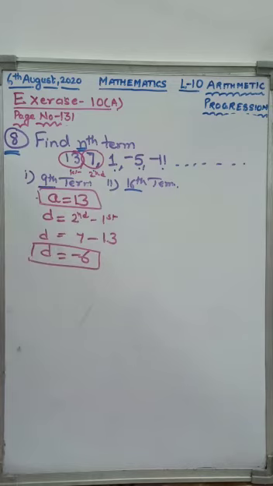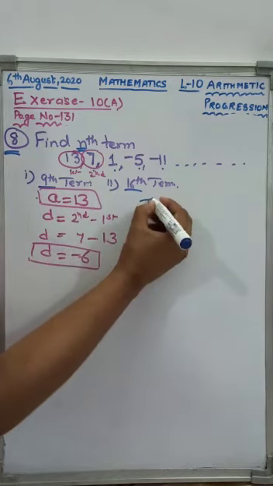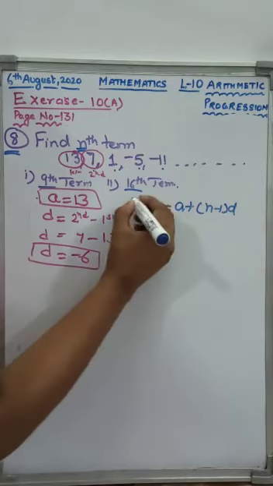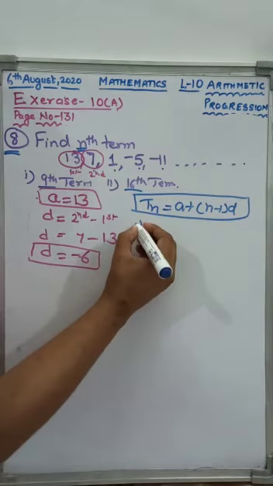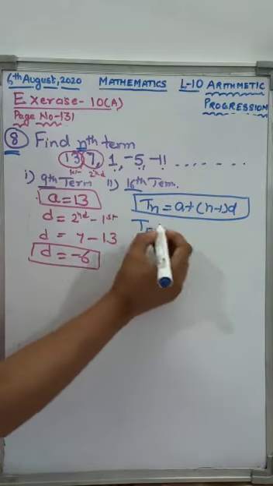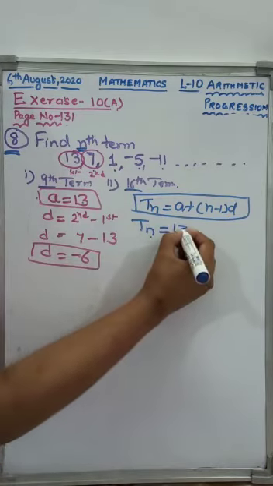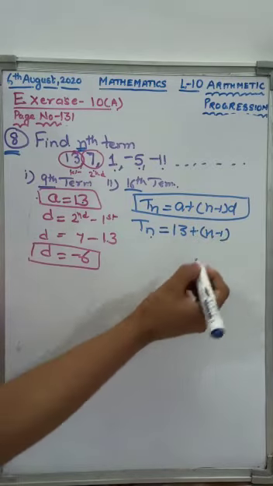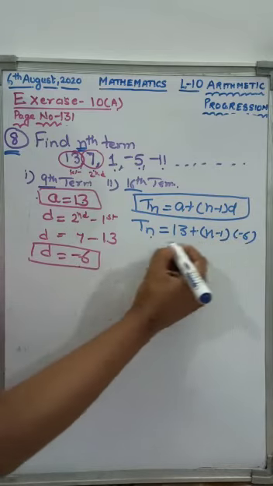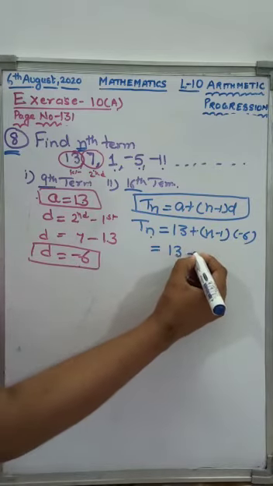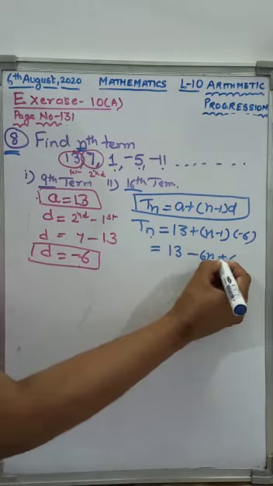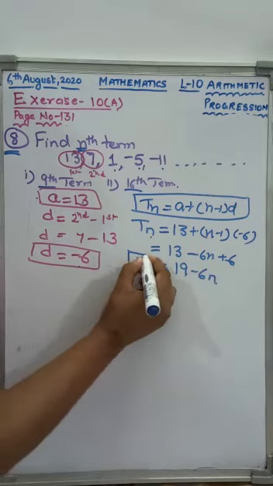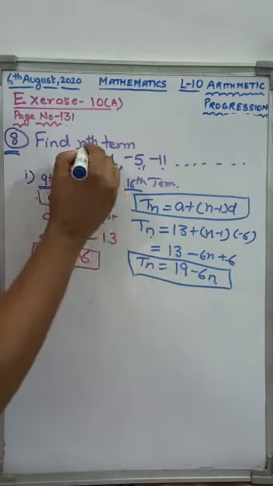Now we will use the general term formula. What is the general term? Tn is equal to A plus n minus 1 into D. So we'll substitute the value. We have to find the nth term. What is A? 13. N we have to find, meaning nth term we have to find, so you will write n only over here. D is minus 6. Now we'll only solve this. So this will be minus 6n plus 6. Tn will come out to be 19 minus 6n. So this is your nth term.